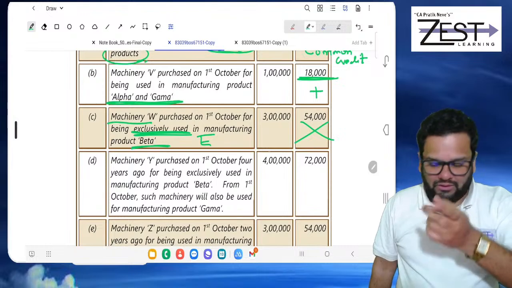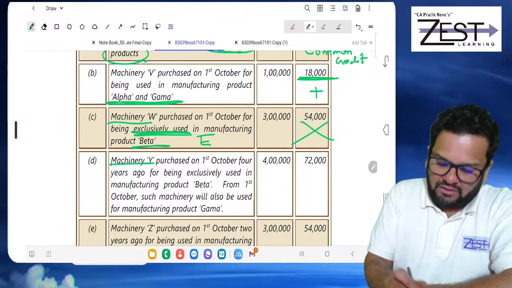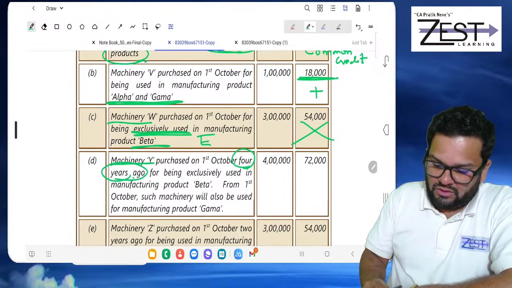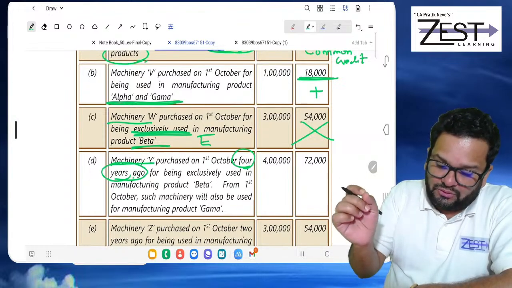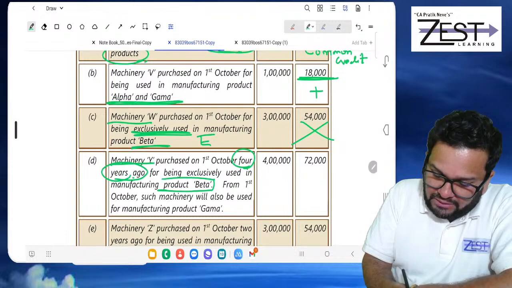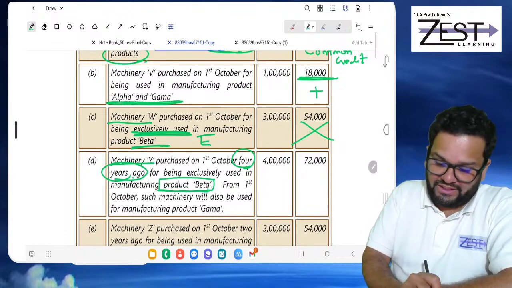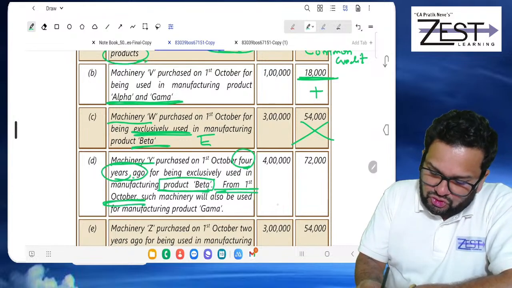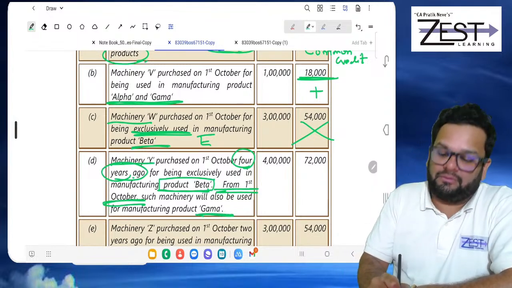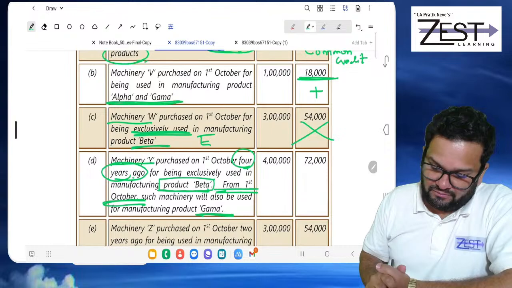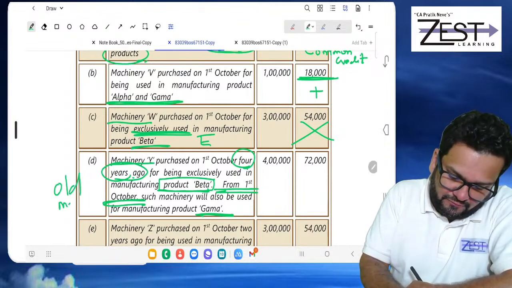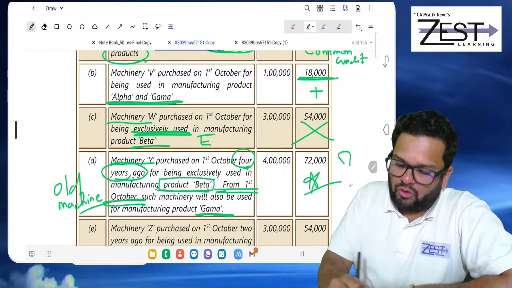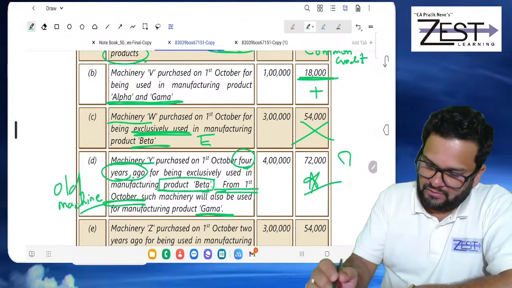If you get any doubt, ask her. Machine Y purchased 4 years ago for being used exclusively in manufacturing product beta. But from 1st October it will also be used for manufacturing product gamma. Great. So it's an old machine. It's an existing machine, not a newly purchased machine. Amazing point. What will you do with this 72,000?